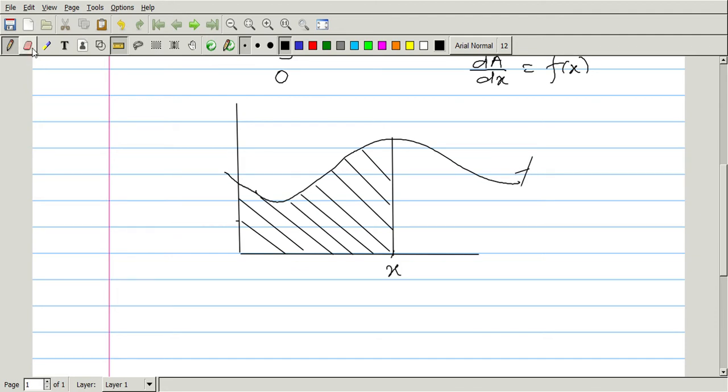Sorry, this is the function f of x. If x is the value on the x-axis, then the area to the left of x I'll represent as A of x. Maybe this I'll say is A of x.